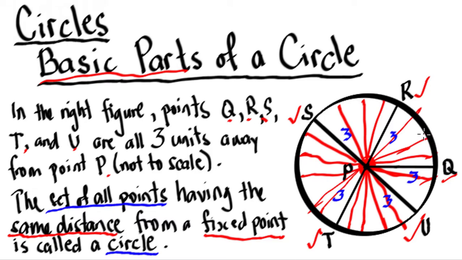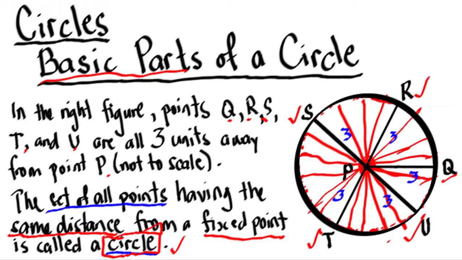Then we're going to make those points. We're going to create them as points, and then what we're going to do is make it darkened. We can see that if we collect all the points which are all 3 units from point P, from the center, this will create the so-called circle. So again, the technical definition of a circle, I hope that you understood what I mean: it's the set of all points having the same distance from a fixed point, which we call the center.